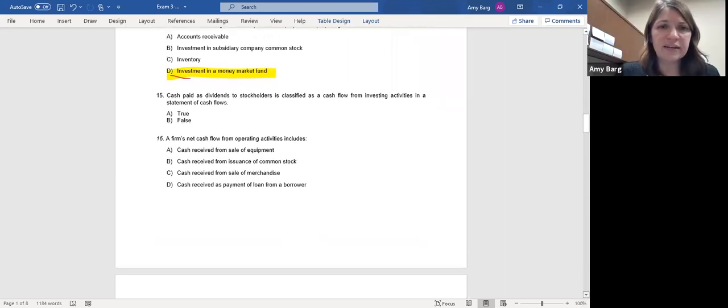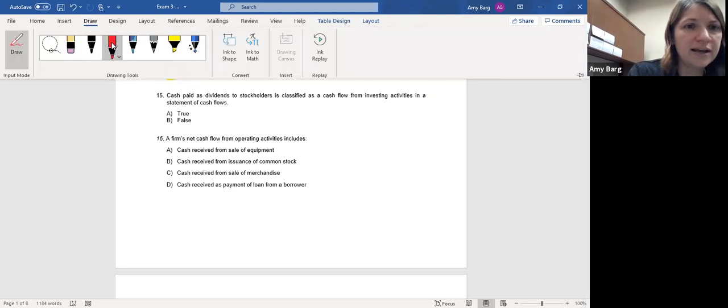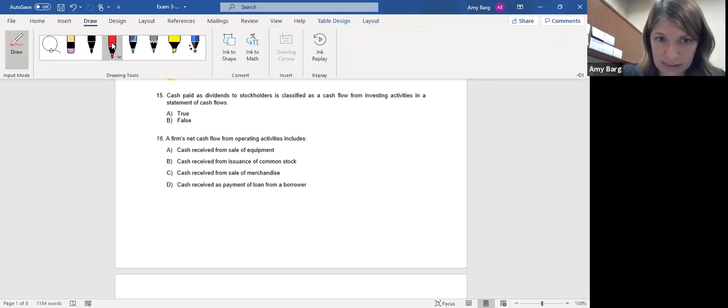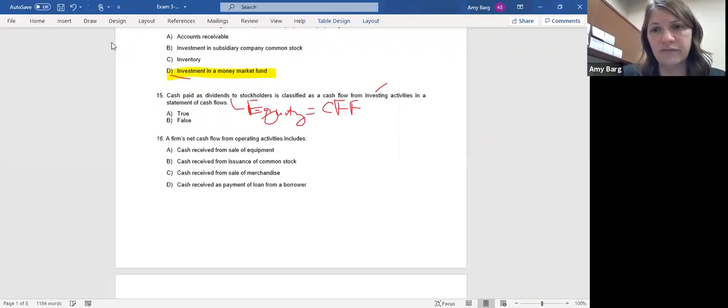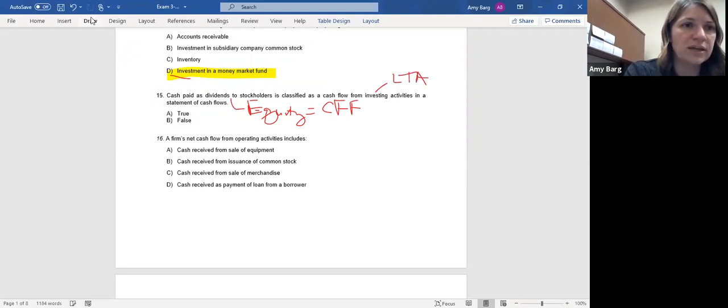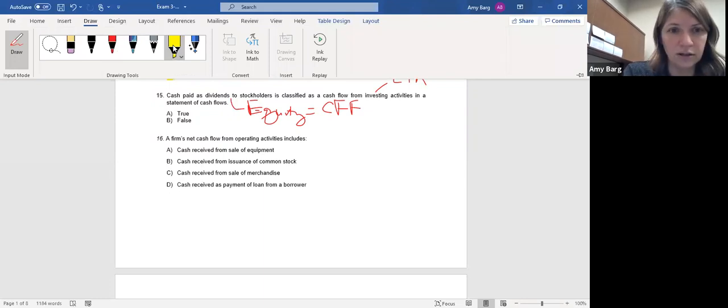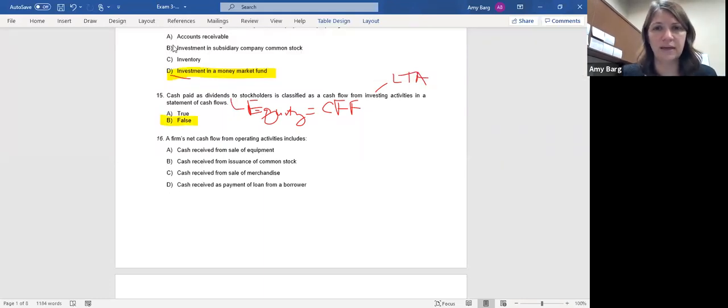Cash paid as dividends to stockholders is classified as a cash flow from investing activities in a statement of cash flows. So cash paid as dividends is an equity thing. Equity is part of the cash flows from financing activities. Cash flow from investing activities are your long-term assets, right? So the answer to this one is false because it would be a cash flow from financing activities.